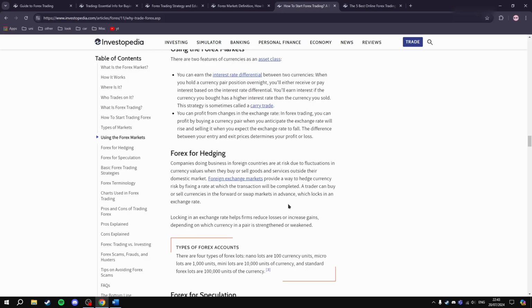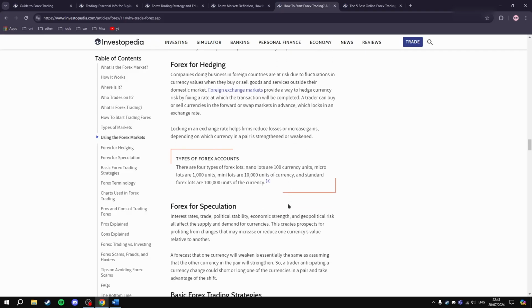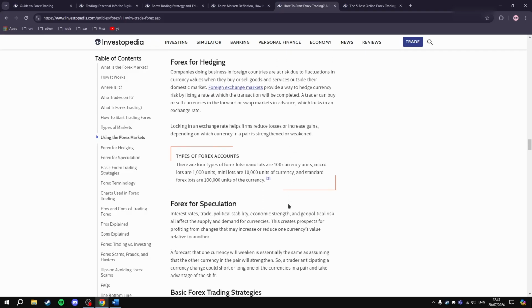Okay. Forex for hedging. Companies doing business in foreign countries are at risk due to fluctuations in currency values when they buy or sell goods and services outside of their domestic markets. Foreign exchange markets provide a way to hedge currency risk by fixing a rate at which the transaction can be completed. Traders can buy or sell currencies in the forward or swap markets in advance, which locks in an exchange rate. Locking in an exchange rate helps firms reduce losses or increase gains, depending on which currency in a pair is strengthened or weakened.